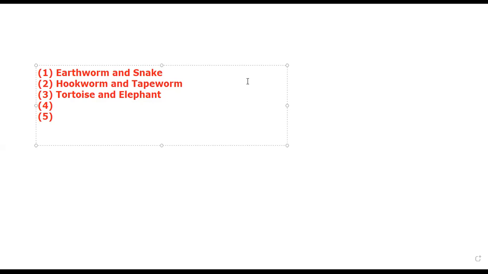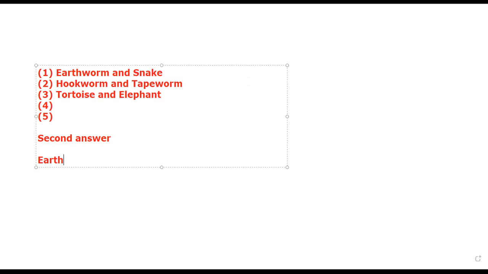In this case, most children selected the second answer, thinking both are worms, hookworm and tapeworm, so worm and worm are evolutionarily closer. The examiner said the answer is the third one: tortoise and elephant. You might ask why.